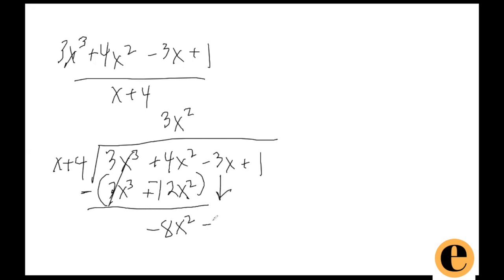Ibaba natin to, minus 3x. Again, first term divided by the first term. That's equal to negative 8x. Negative 8x times x, that's equal to negative 8x squared. Negative 8x times 4, that's equal to negative 32x.